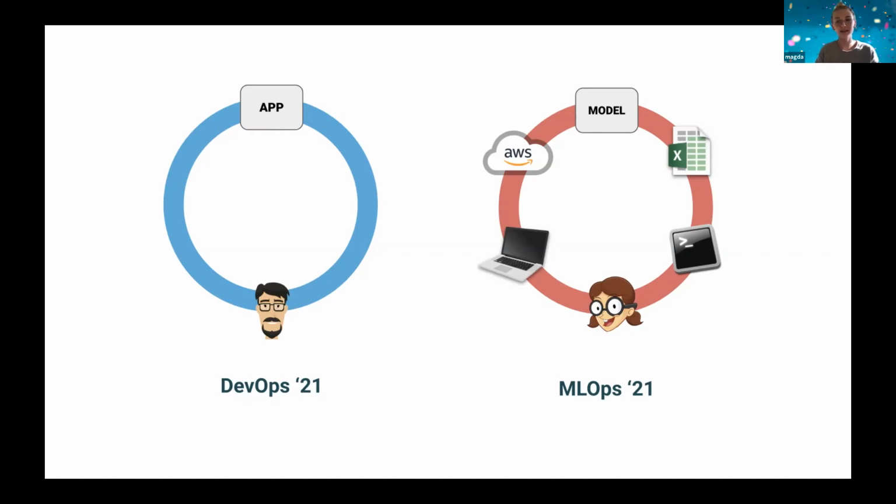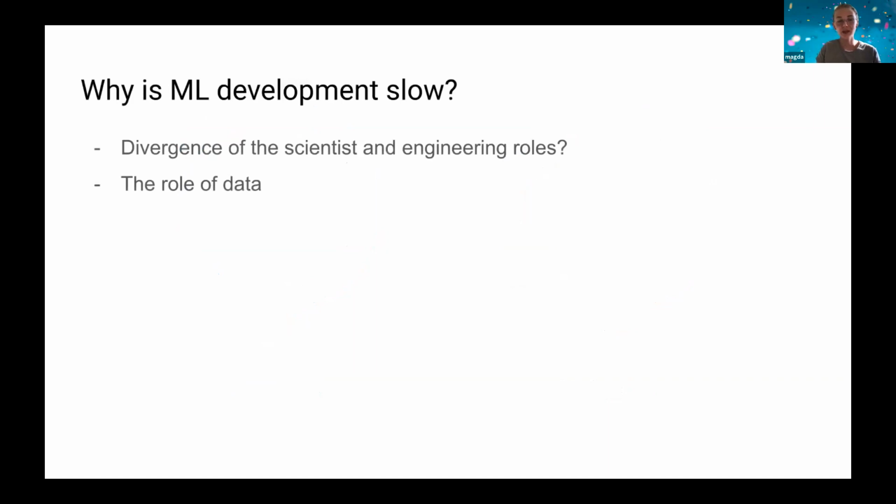There are Excels, there are tweaking things on your own computer, and perhaps you would upload your model finally, for example, to some cloud provider, but there is still a lot going on that is also just very manual work of the data scientist. So ML development is slow. It is slower than traditional software engineering, and there are some reasons for that.